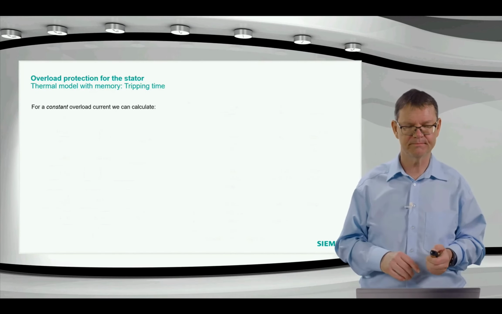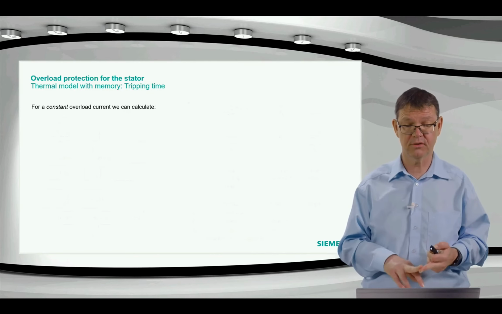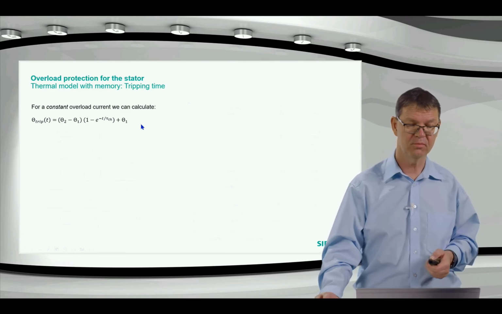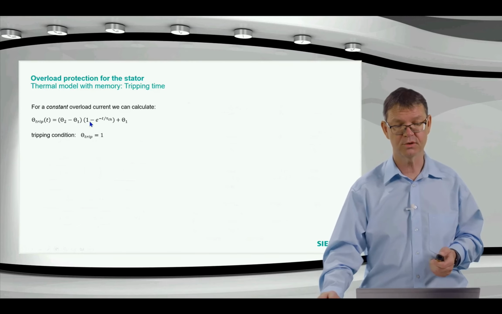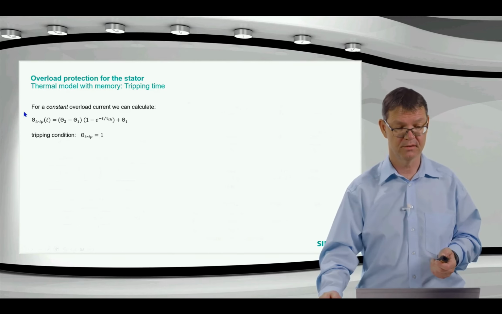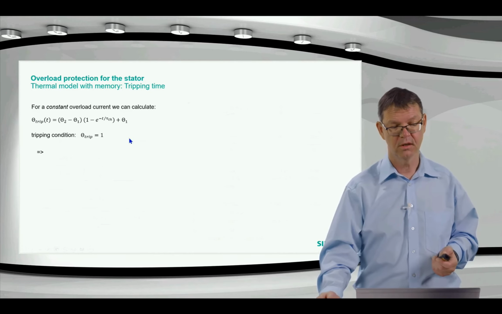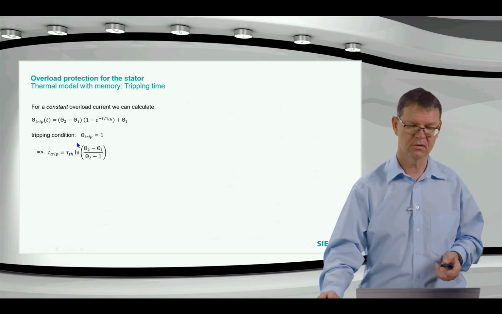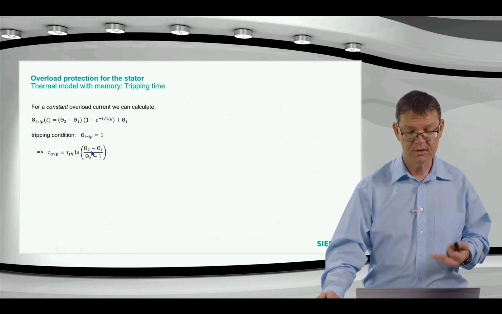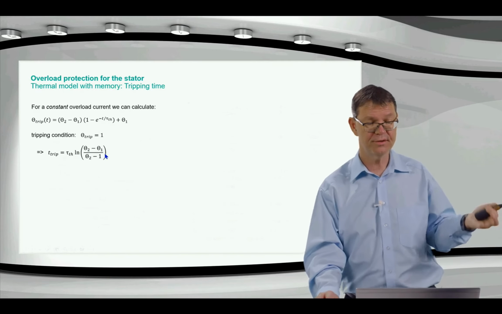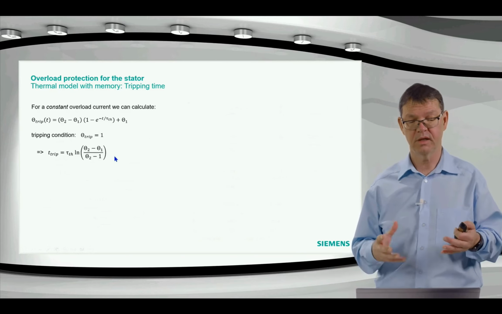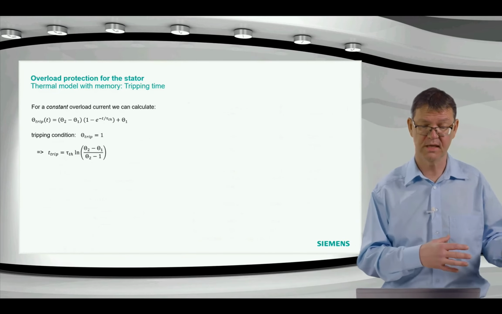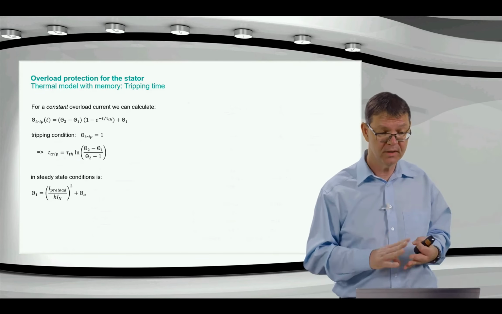Let's have a look at the tripping time. If I have a constant current, we can calculate this. This is just the formula we had before, and the tripping condition is 1. The tripping temperature here is 1, and then we can solve that equation. You see there's a logarithm inside. Now we need to understand what theta 2 and theta 1 are, expressed in the current which we bring in, because we want to know what is the behavior when we put in a certain current.